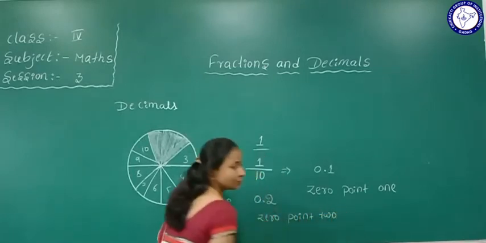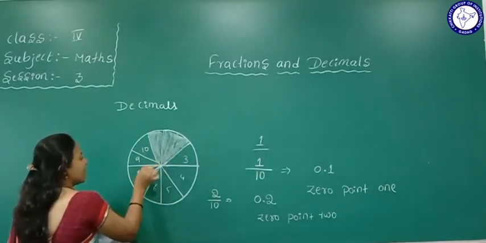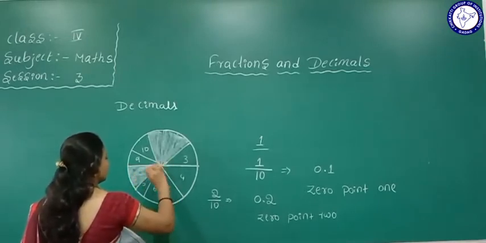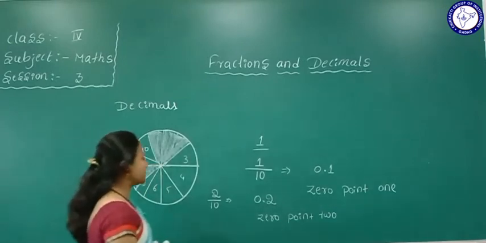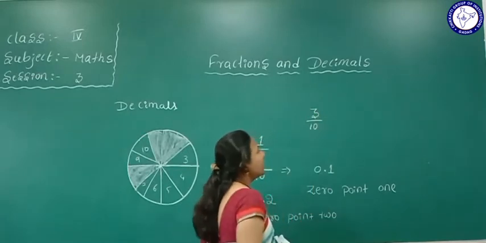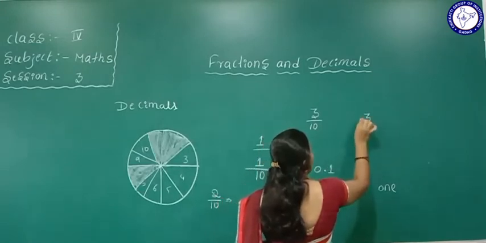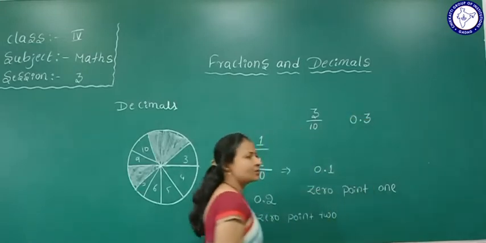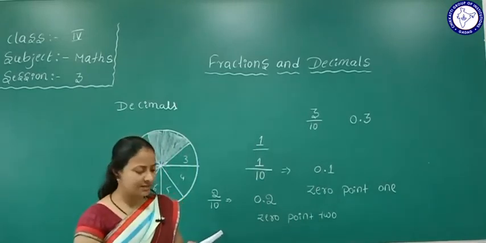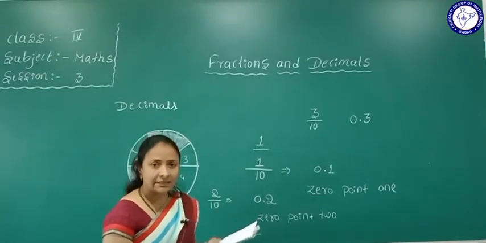Understood this one? Next, if 3 parts are shaded in the circle, we write it as 3 by 10. In decimal form, 3, see how many zeros: 1. After 1 digit we write the point, 0.3. Understood this one? How to write and read the decimal form.